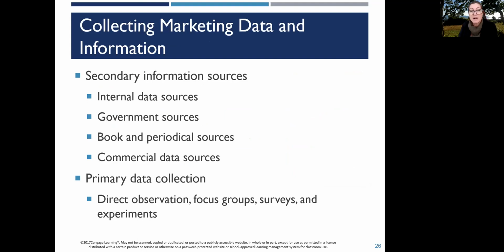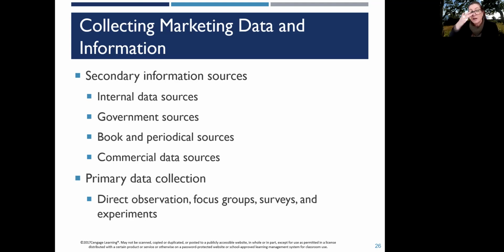When we're collecting marketing data and information, we look to both primary and secondary information sources. Secondary information sources are gathered for some other purpose at some other time, and these include internal data sources, government sources such as census data, book and periodical sources, as well as commercial data sources.